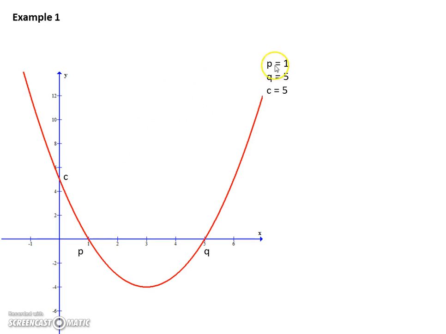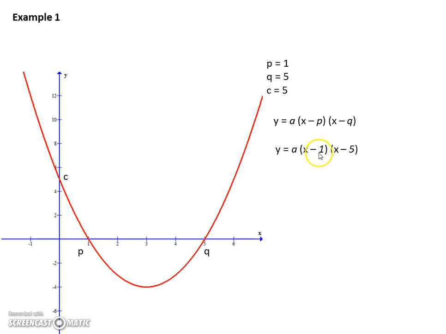Okay, this time we have three pieces of information. I know that c equals 5, or this point here (0, 5). This is (1, 0), this is (5, 0), so p equals 1, q equals 5. So when we have that much information, when we've got p and q, let's use the p and q form. Okay, let's sub in the numbers. Okay, we're halfway there.